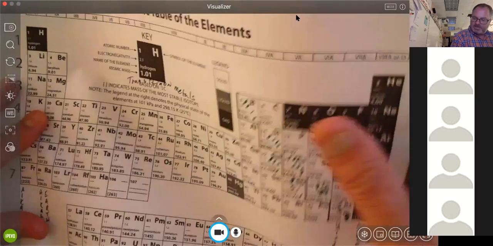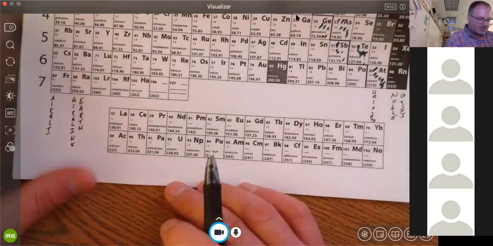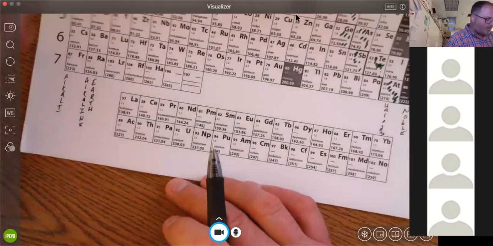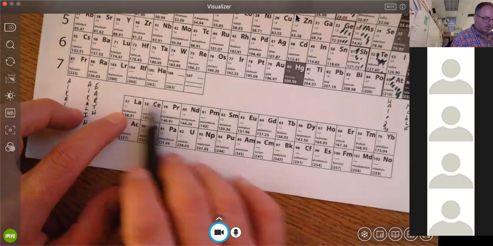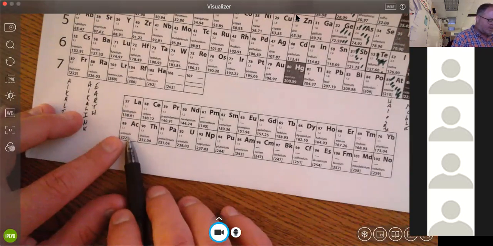Down at the bottom, we have what we call the inner transition metals. This would be the lanthanide series. This would be the actinide series.